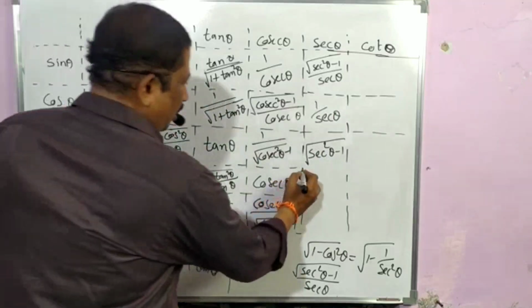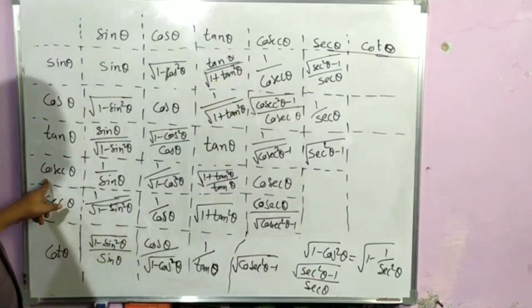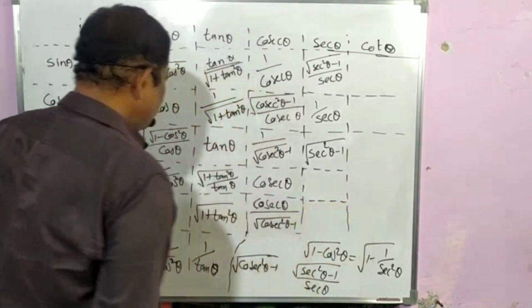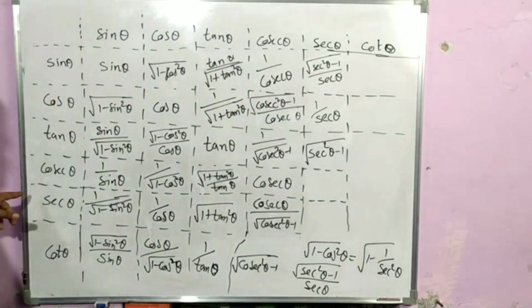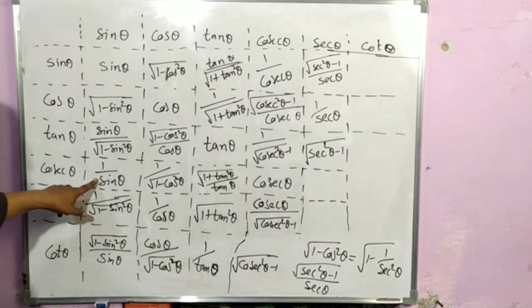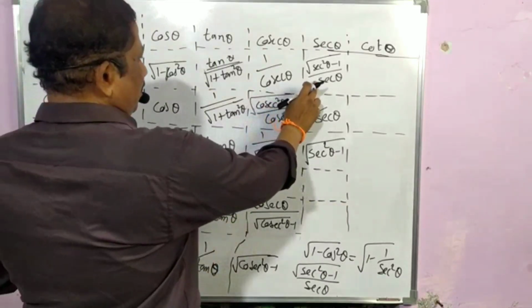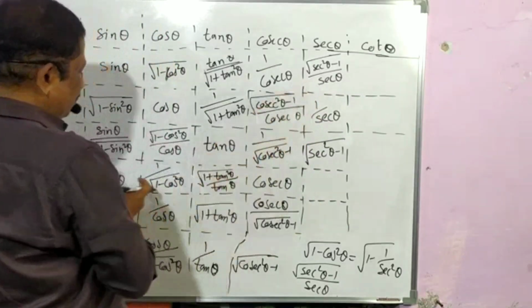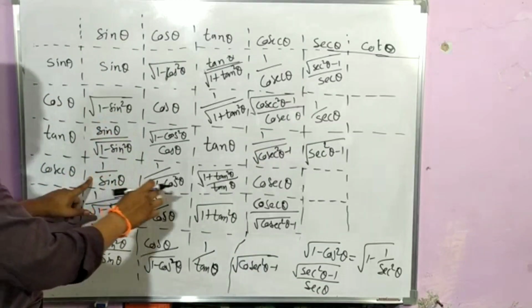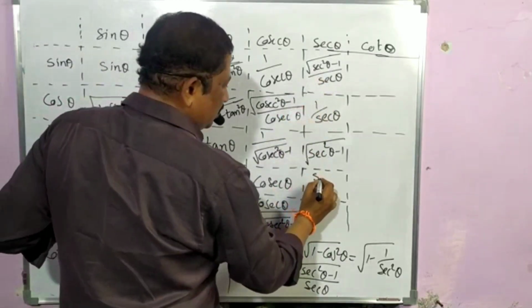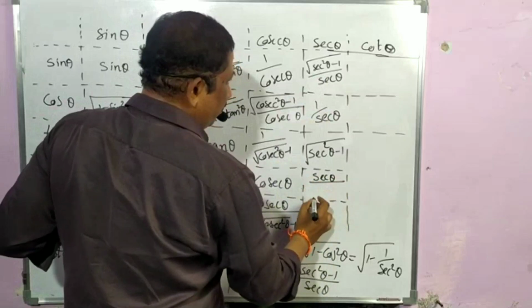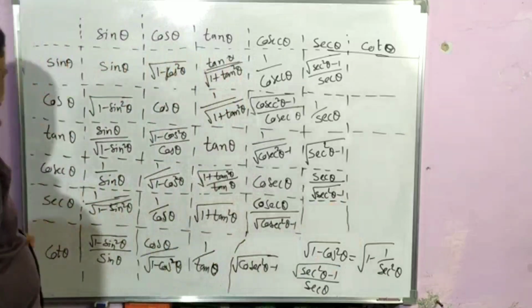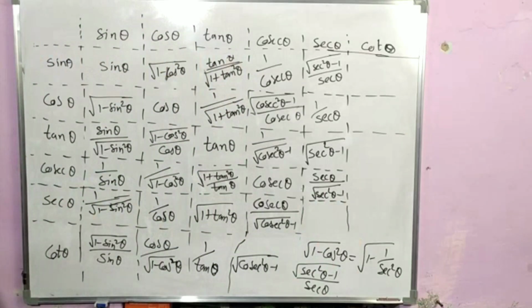Next, coming to cosecant theta in terms of secant. So cosecant can be written as 1 by sine. Sine we already wrote in terms of secant, no? So in the place of sine you have to keep this one, and the reciprocal of that you will get in terms of secant. So secant theta divided by under root secant square theta minus 1.